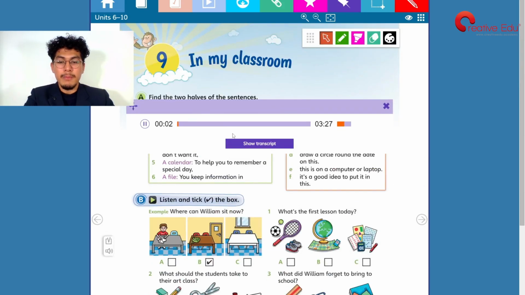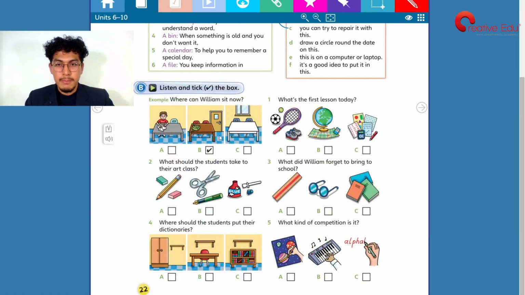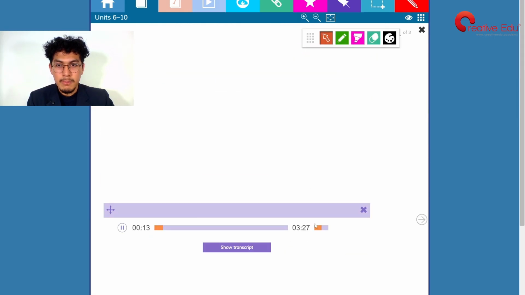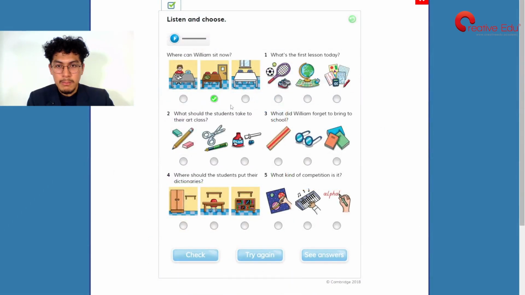9b. In my classroom. Listen and look. There is one example. Where can William sit now? Can I sit on one of the new dark blue chairs today, Mrs. White? Not today, William. Sit at your normal desk by the door, please. Can't I sit at the back of the classroom with my friend Charlie? Sorry, not this morning. Can you see the tick? Now you listen and tick the box.